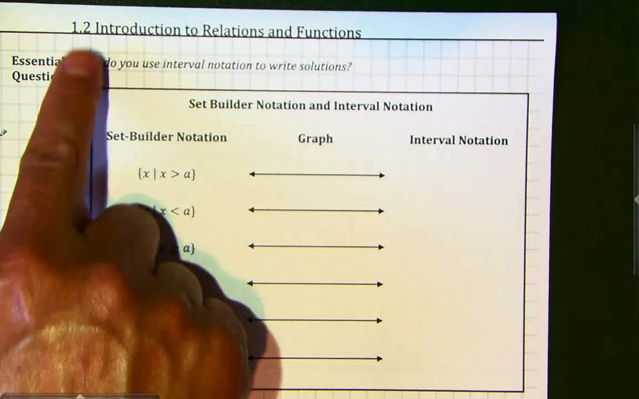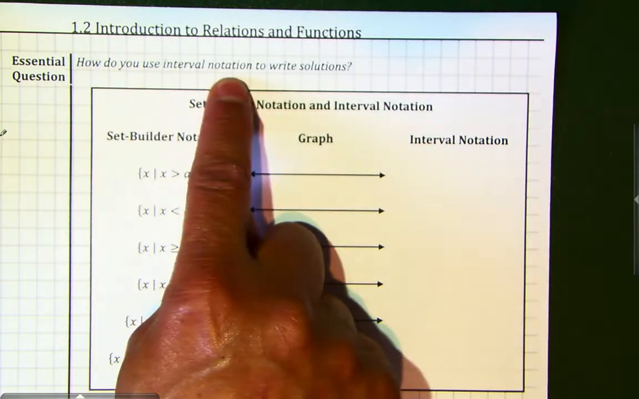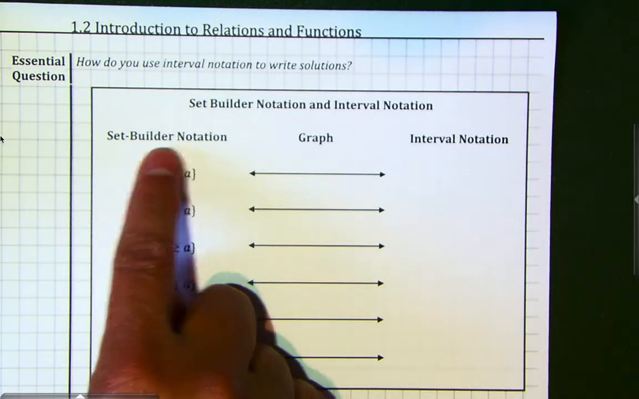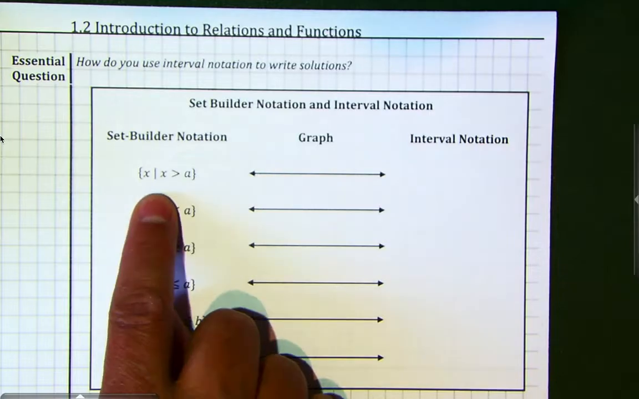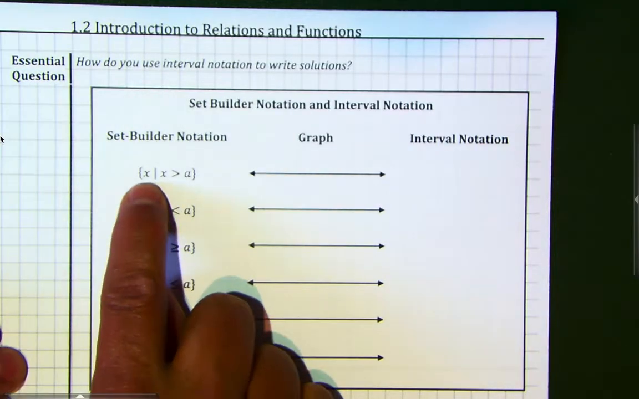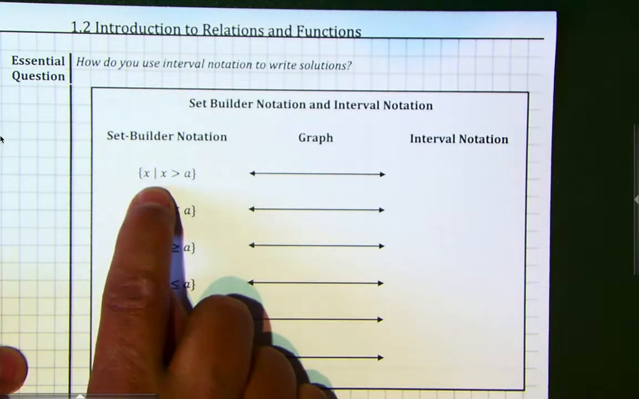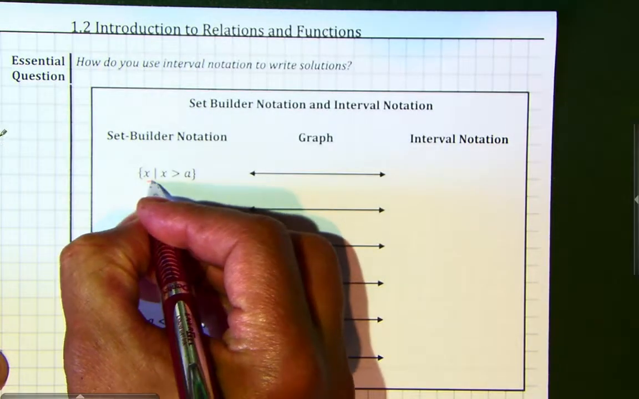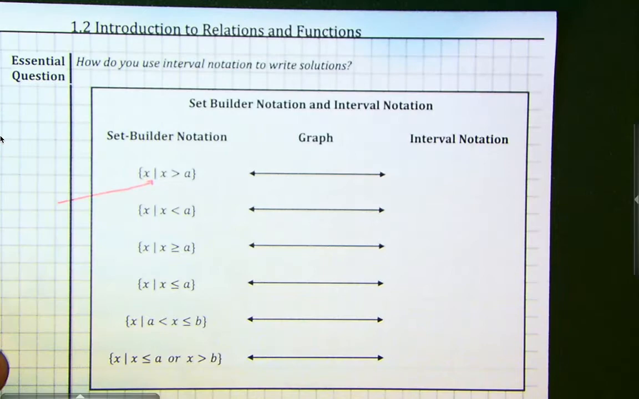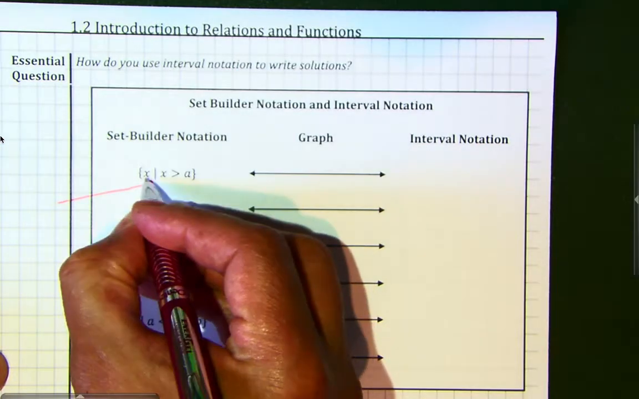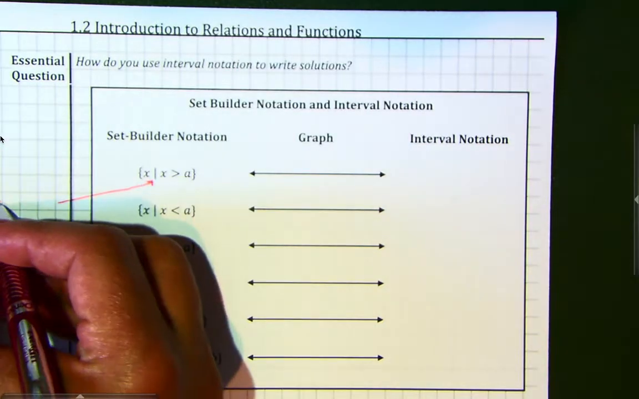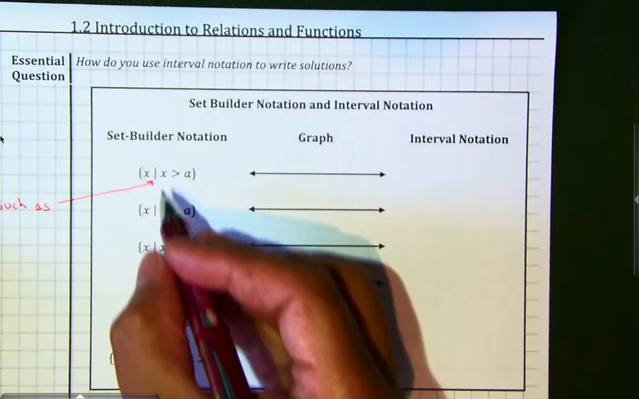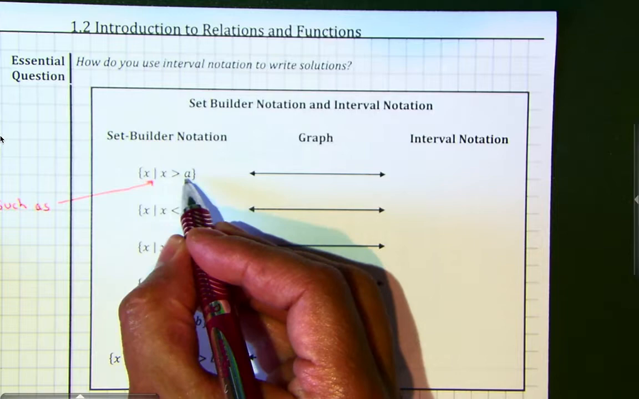So section 1.2, how do you use interval notation to write solutions? So we have set builder notation, which is as follows. X, all the values of X, the little bar, do you remember how we pronounce that? That is "such that." All the values of X that are greater than A.